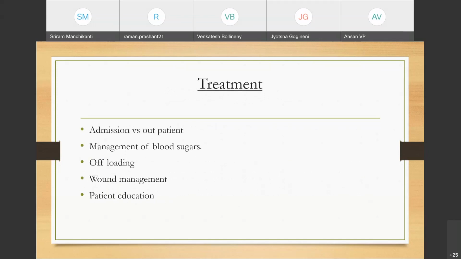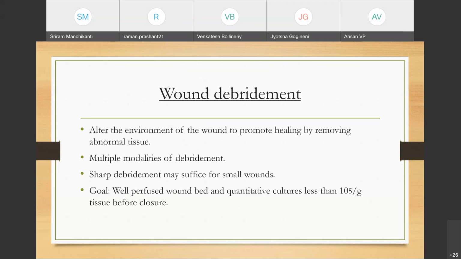Yes, go on. So in the treatment, we often have this question of how to treat these patients. The general principle of management is whether they require inpatient admission or can be managed on an OP basis. Management of blood sugars is extremely important in these patients. Offloading is to ensure that there is an equal distribution and reduction in the plantar pressure. The management of the wound and adequate patient and bystander education is a cornerstone of this management.